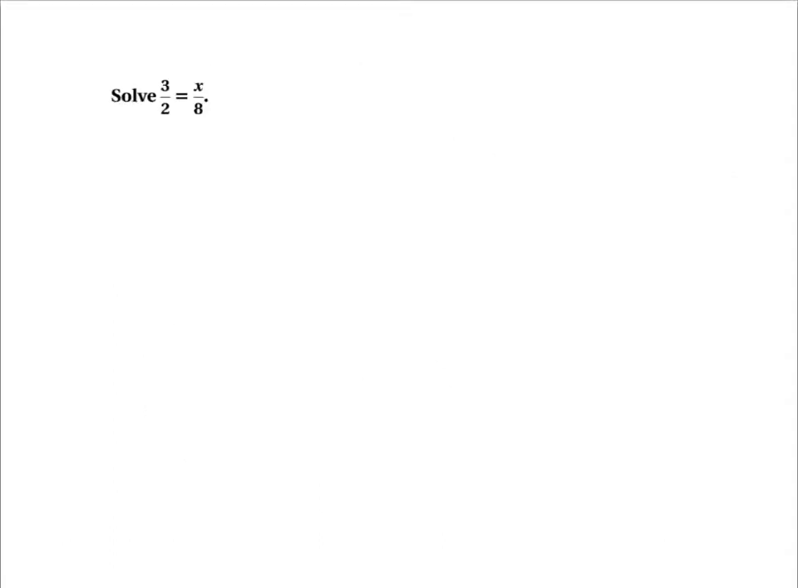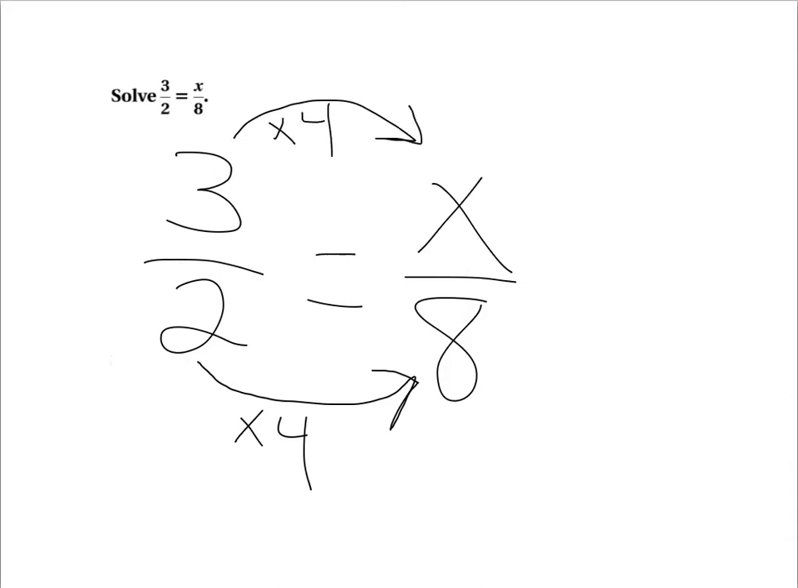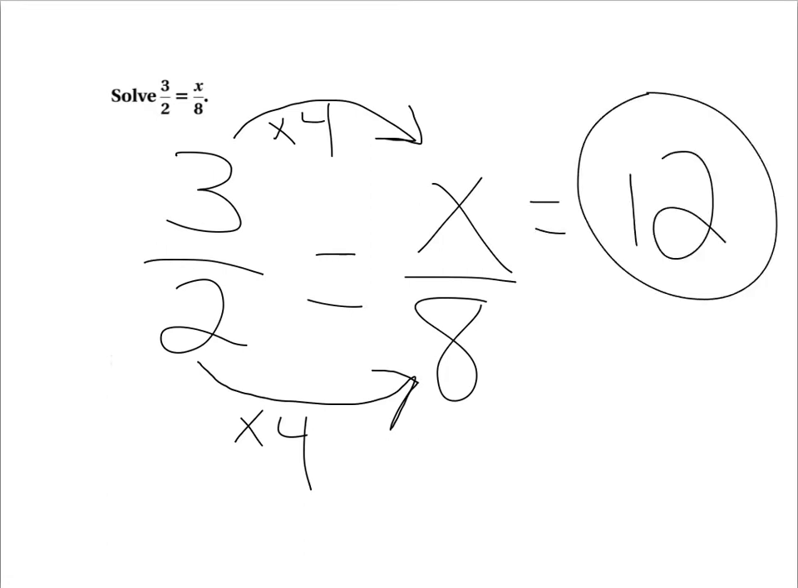All right, we did this last section, but a quick practice again at solving proportions. If you look, I'll write this bigger. 3 over 2 equals x over 8. Easiest way to look at this here is 2 times 4 gets me 8, so I'm going to do the same thing to the top. 3 times 4, x is going to equal, obviously, 12. So that would be my answer to solve that one.